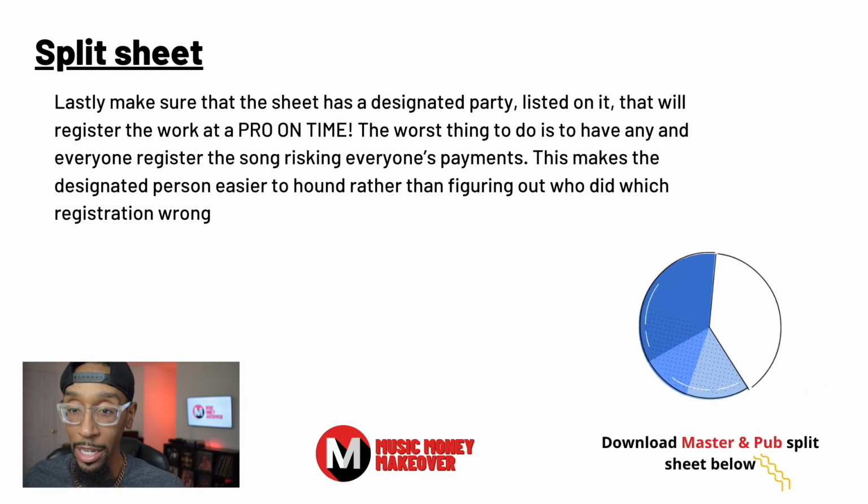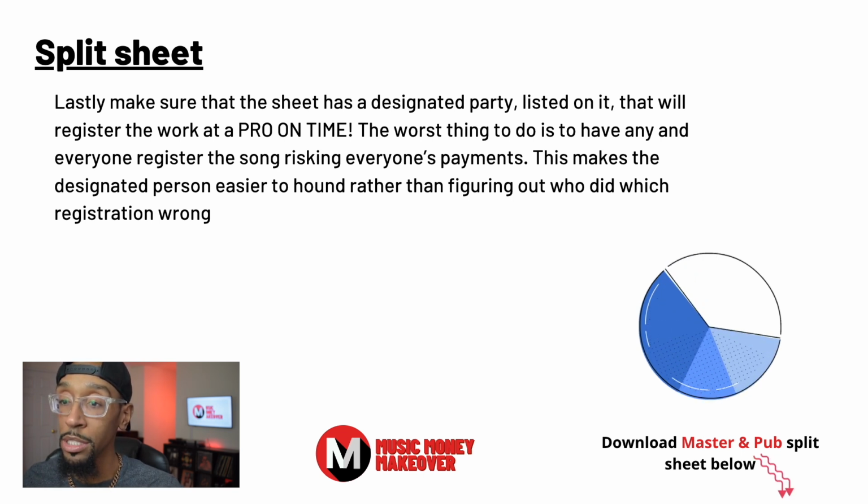Split sheets again. Lastly, make sure that the sheet has a designated party listed on it that will register the work at a PRO on time. You need this person in place to do this. This will kind of be like your acting administrator, just somebody to make sure that the registration gets handled. The longer it takes you to register, the longer it'll take for your money to come in, be processed and paid out.